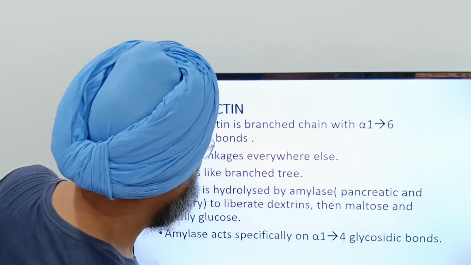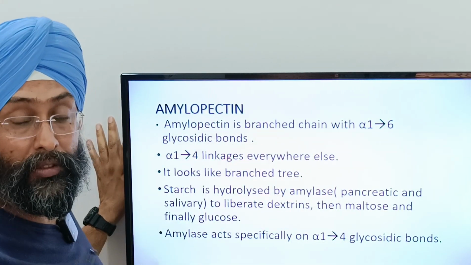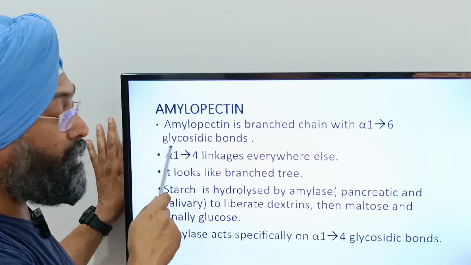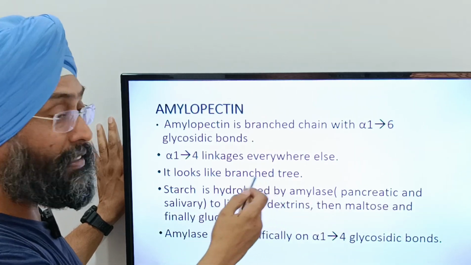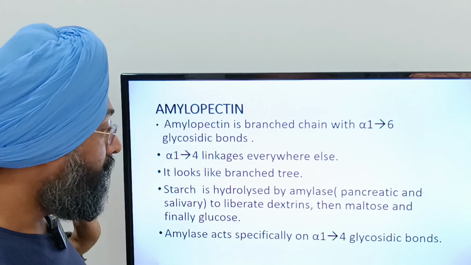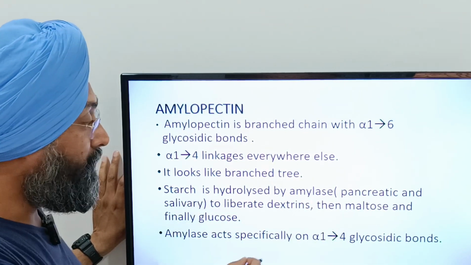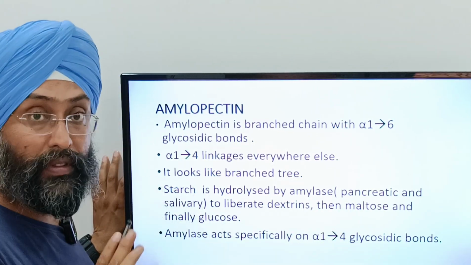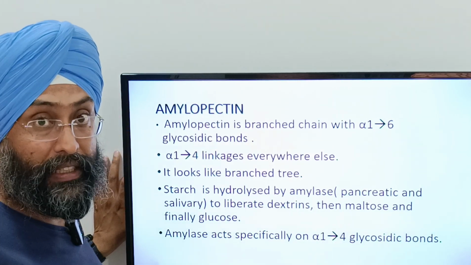Now coming on to amylopectin, it is branched. At the branching we have alpha 1,6 linkage, and in the straight chain we have alpha 1,4 linkage as in amylose. It looks like a tree because it has branches. When it is hydrolyzed by amylase, that is pancreatic or salivary, it will liberate dextrin first, then maltose, that is a disaccharide, and finally glucose. And amylase acts specifically on alpha 1,4 glycosidic bonds.